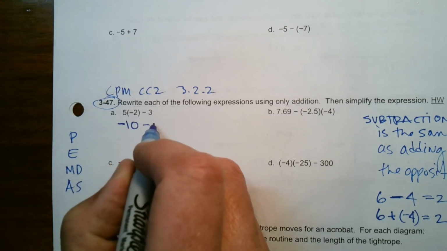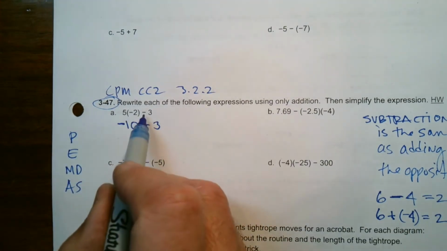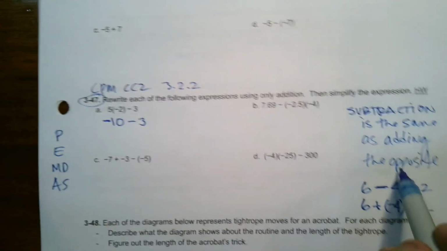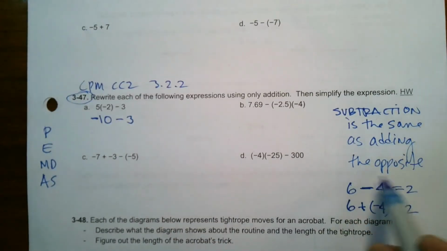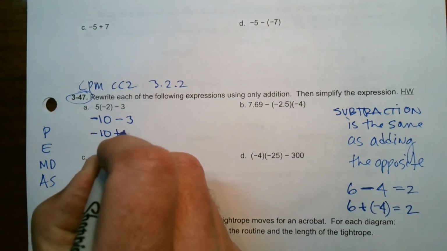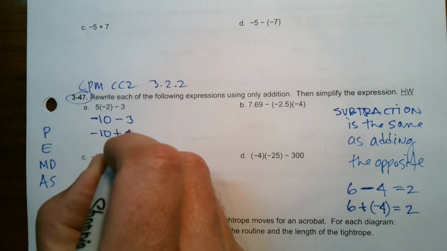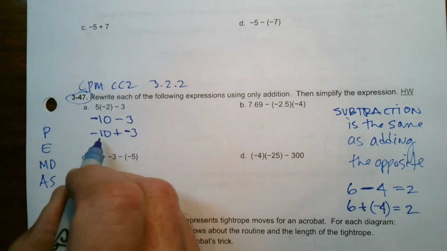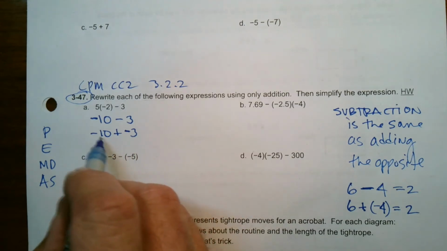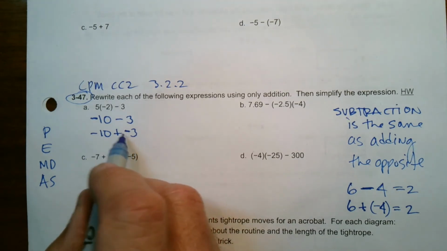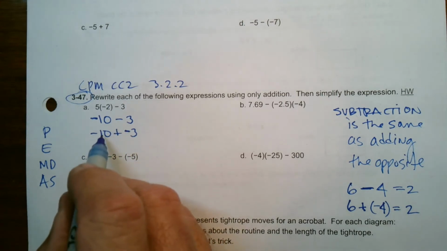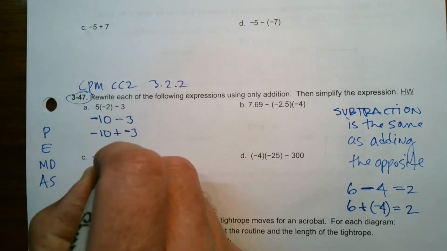Now I have negative 10 minus 3. So instead of the subtraction, I'm going to change it to adding the opposite, right? It stays negative 10, but now it's negative 10 plus the opposite of positive 3, which is negative 3. So I have negative 10 plus negative 3. Now I know I'm adding two negatives. I have negative 10 and I'm getting more negatives added onto it. It just stays negative, and I add those up and I get negative 13.